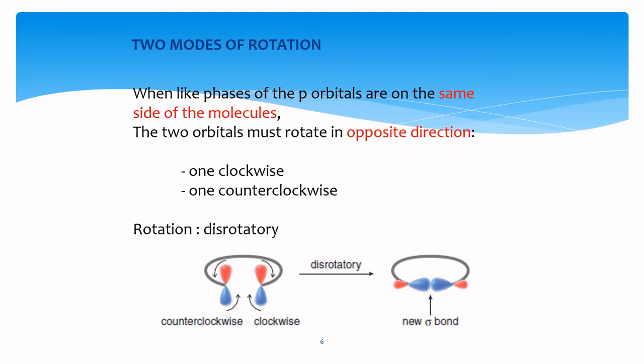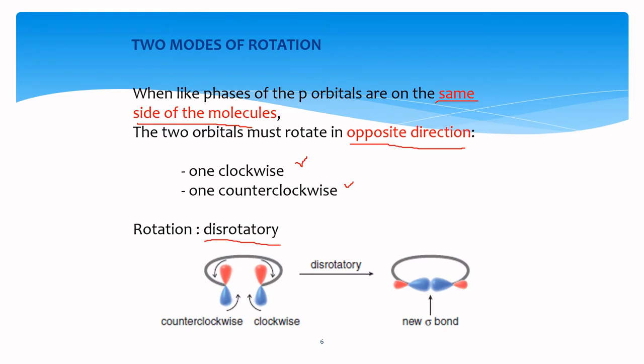Okay, there are two modes of rotation. The first one is when the light phases of the p orbital are on the same side of the molecule. So the two orbitals must rotate in opposite directions, one clockwise and one counterclockwise. If you look at the light phases, the red p orbitals, in order to make them overlap with the same color here, we need to turn one clockwise and the other counterclockwise or anti-clockwise. In this case, the rotation is called disrotatory.